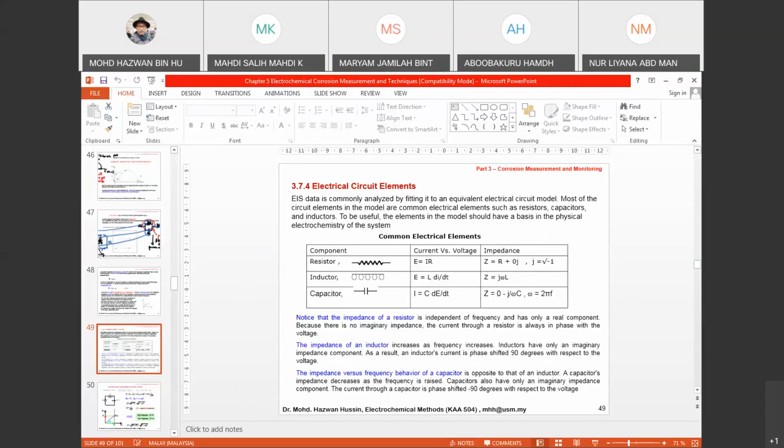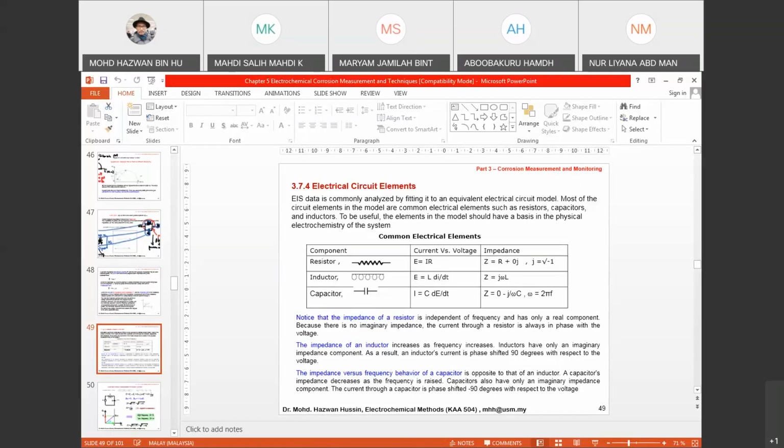So I think we have seen resistor, inductors, and also capacitor. So this is basically the basic component that you'll see a lot in electrical circuit design. EIS data is commonly analyzed by fitting it to an equivalent circuit model. Most of the circuit elements in the model are common electrical elements such as resistors, capacitors, and inductors. To be useful, the elements in the model should have a basis in the physical electrochemistry of the system.